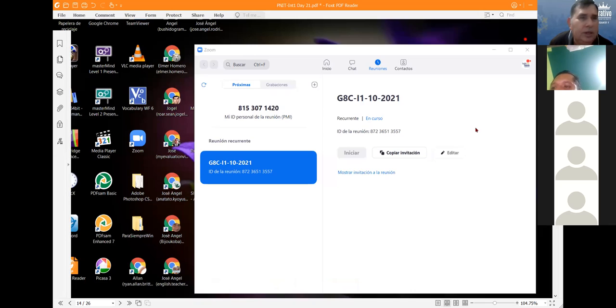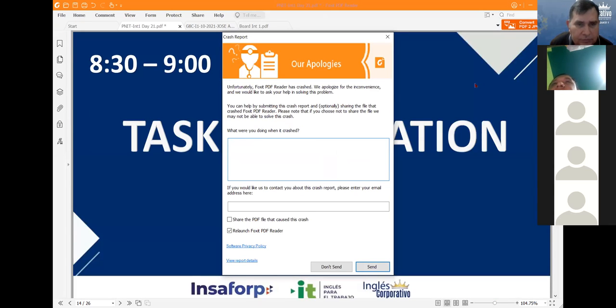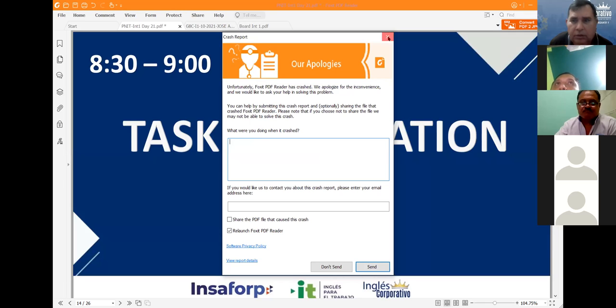Okay, let me see. Something says this crashed. Whatever I was doing, it says interfere with this program. So I'm going to open the program again because Zoom closed it because it said that there were too many programs open. I don't think so, but okay. Let me open. I'm going to open this one first.